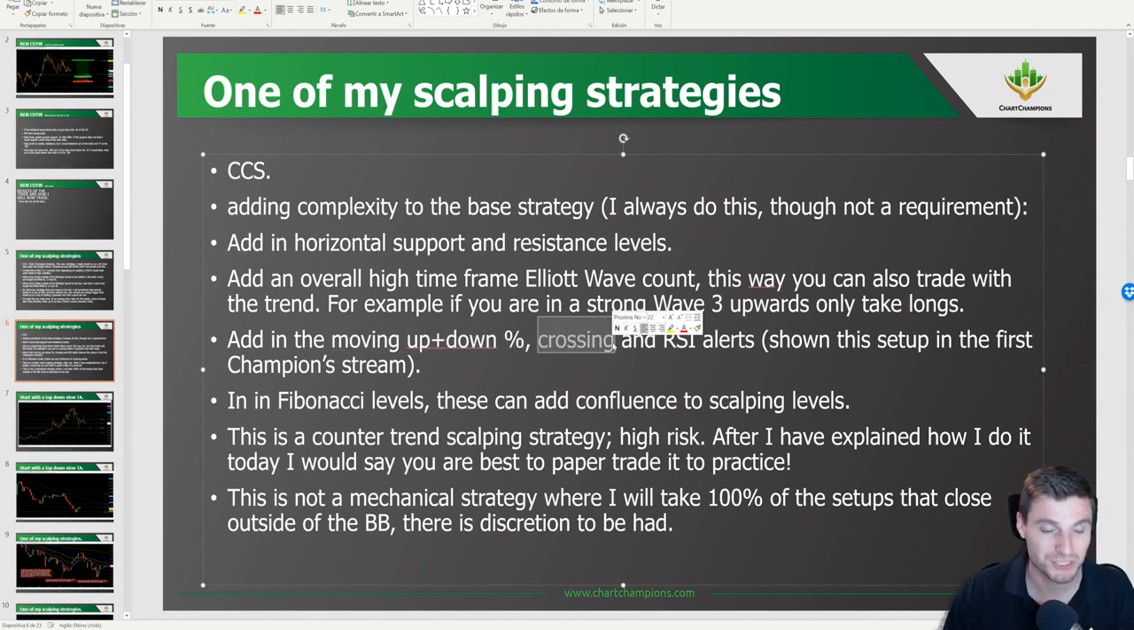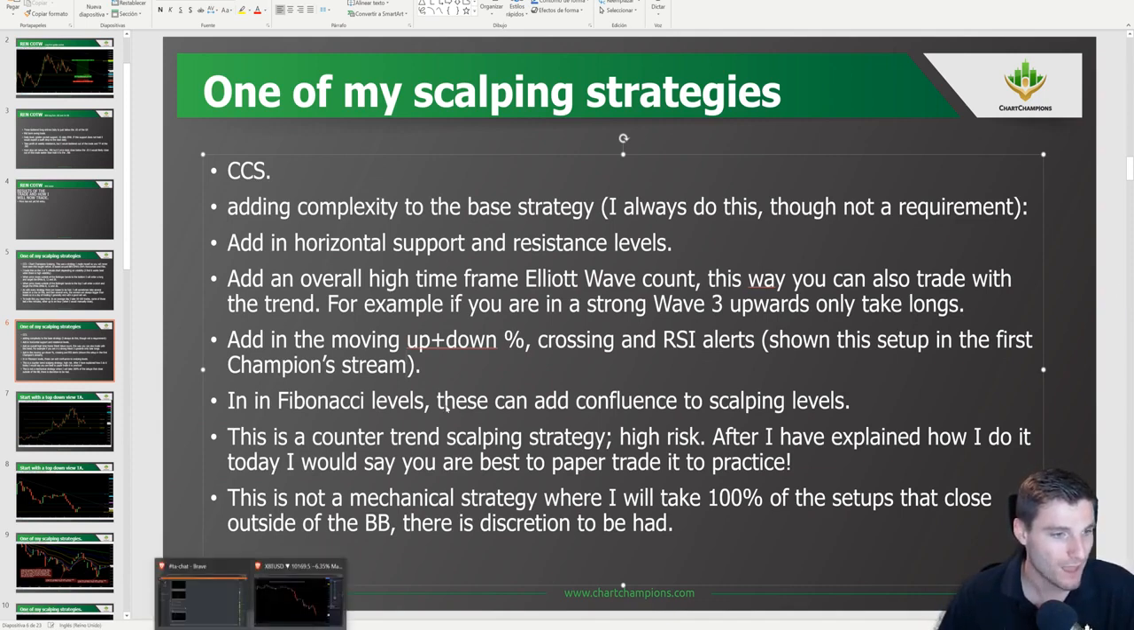The crossing, which just means price crossing a certain level, put that on your levels. And RSI alerts, which is obviously moving up or down. I've shown all of this, how to set up all the alerts I use for scalping, in the first ever Champion stream. So the contenders, I'm aware you have probably not seen this, but for the Champions here, how I set up all my alerts was shown in that first ever stream.